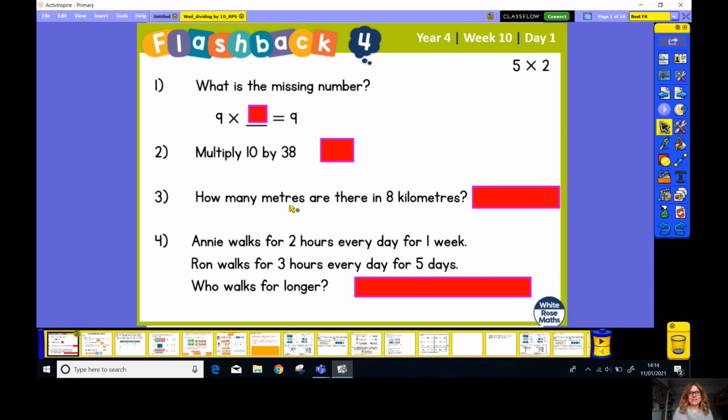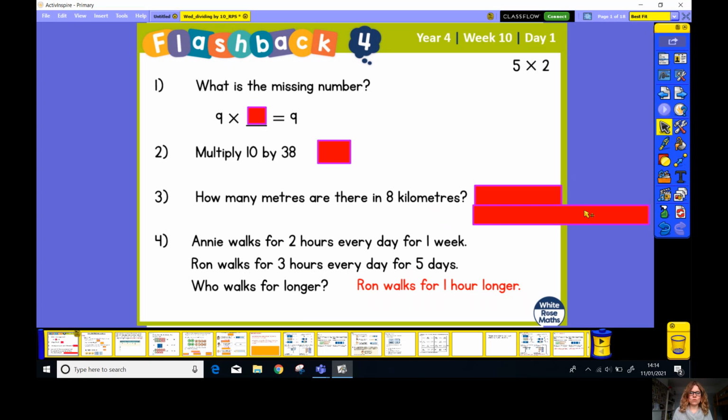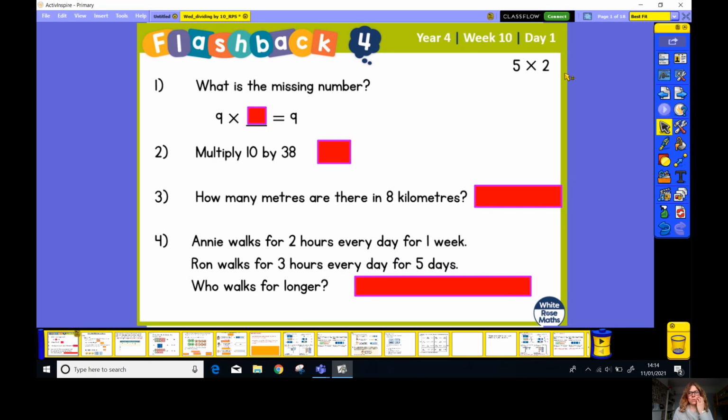Okay, let's go through our answers then. 9 times missing number, would it be 1? Multiply 10 by 38 would be 380. How many meters are there in 8 kilometers? There'll be 8,000 meters in 8 kilometers. And who walks for longer? Ron walks for 1 hour longer per week. And 5 times 2, we know that nice and easy, is 10.